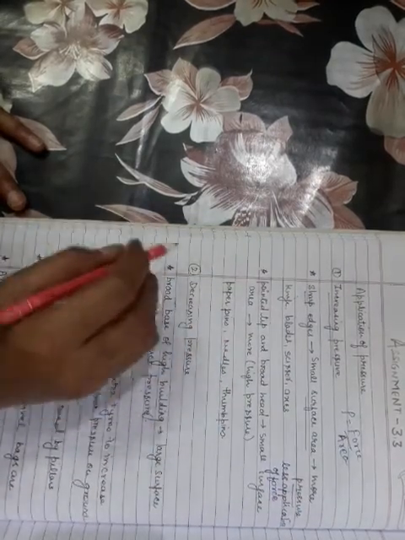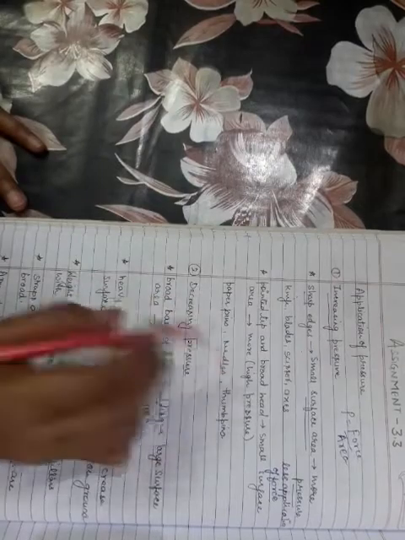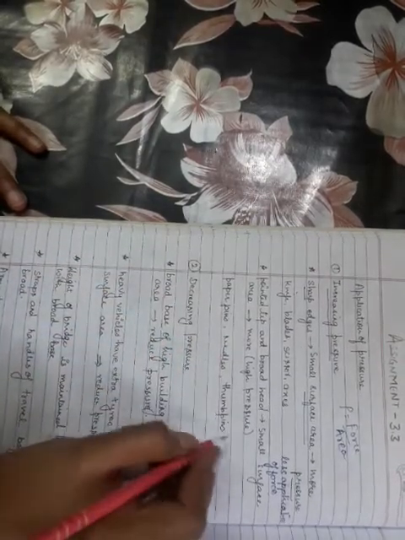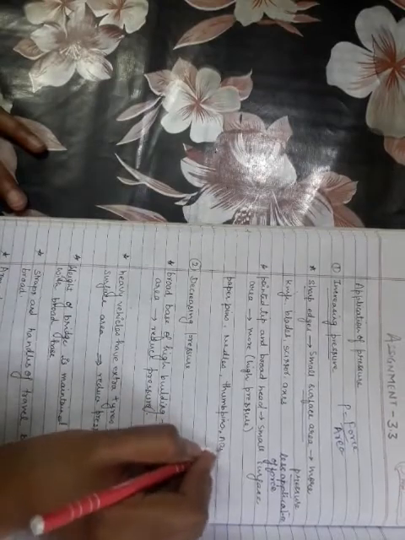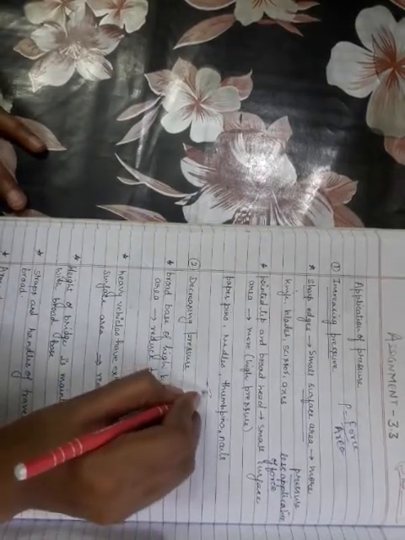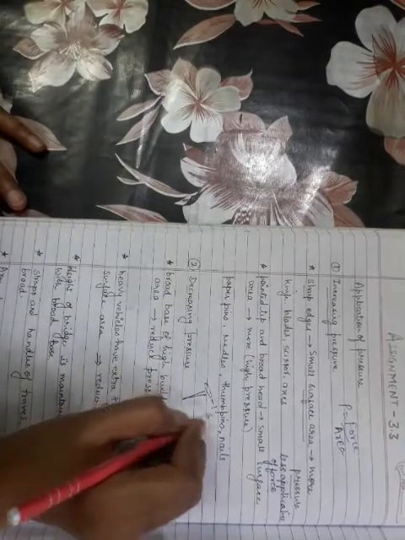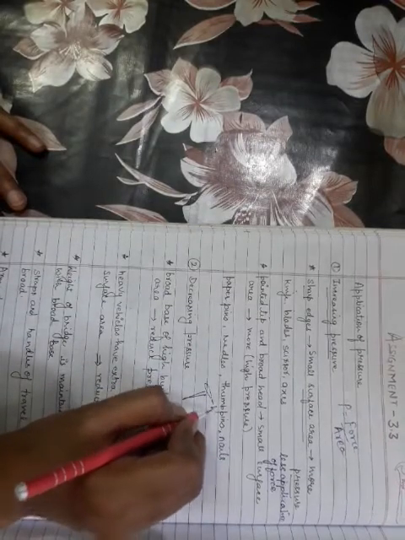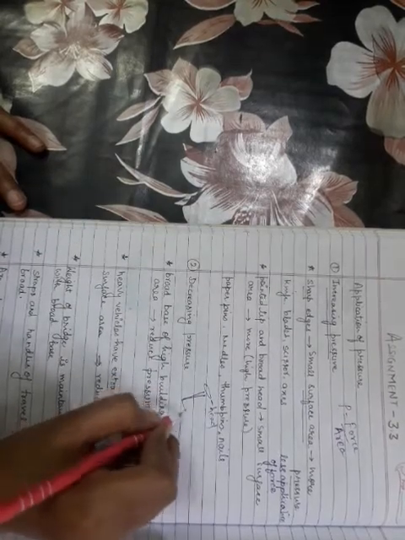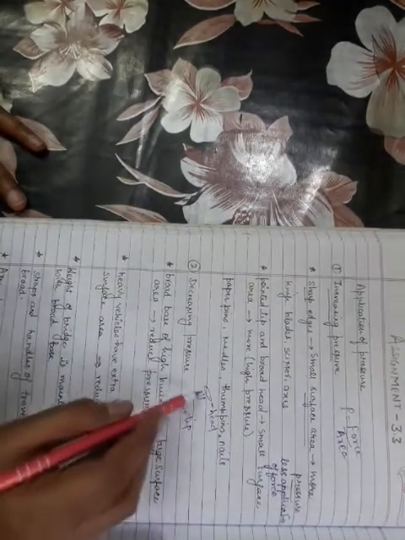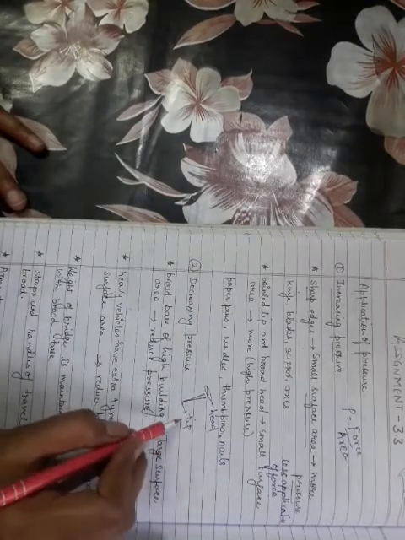Point number 2, pointed tip and broad head. In case of paper pins, nails, needles, thumb pins, what we have seen is that the shape of the needle is just like that. This is the head and this is the tip. So you can see from the figure that the head is broad and the tip is sharp.